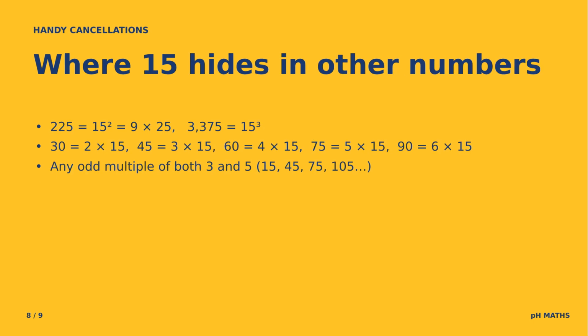Where 15 hides. 225 is 15 squared, which is also 9 times 25. 3375 is 15 cubed. 30, 45, 60, 75, 90, all multiples of 15. And any odd multiple of both 3 and 5, 15, 45, 75, 105, is automatically a multiple of 15. Use the digit sum test plus the ends in 5 test and you'll spot 15 in seconds.